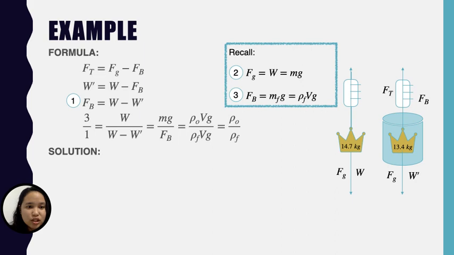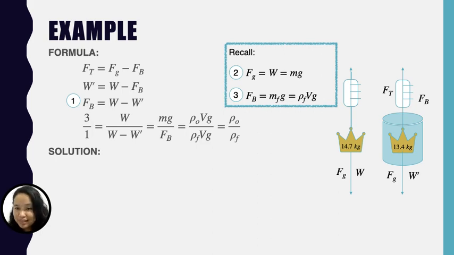Your W is just your mg over the buoyant force. The mg is equal to the density of the object times the volume of the object times gravity, and your buoyant force is equal to the density of the fluid times the volume times the gravity. Since Vg is the same in the numerator and denominator, we can cancel it out, and what remains is the density of the object over the density of the fluid.